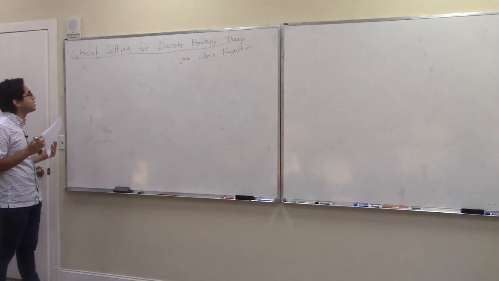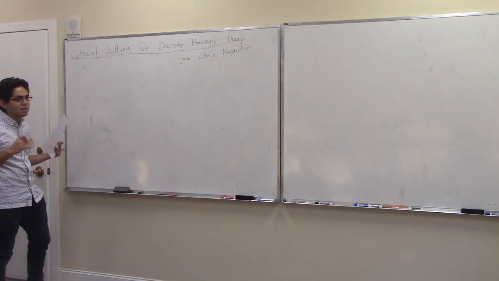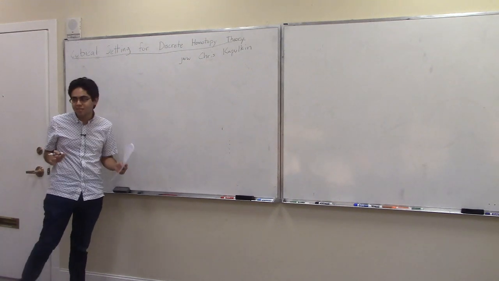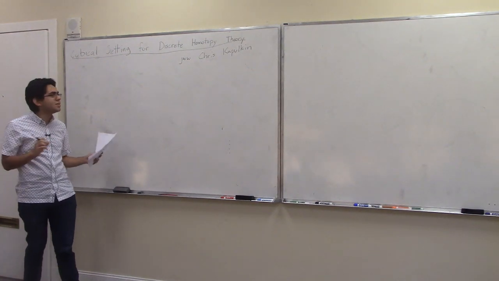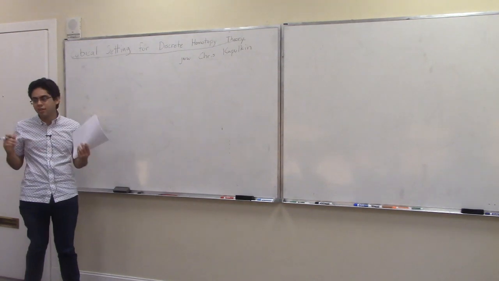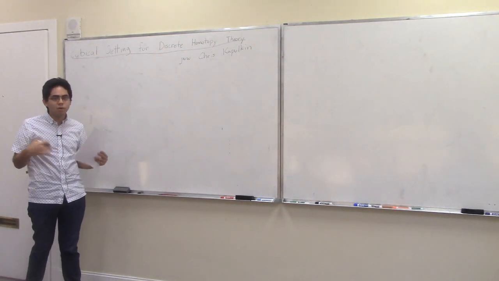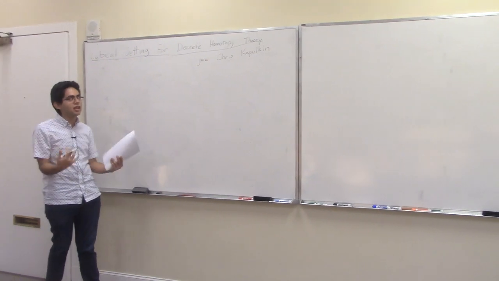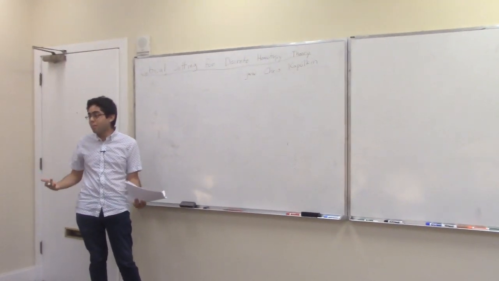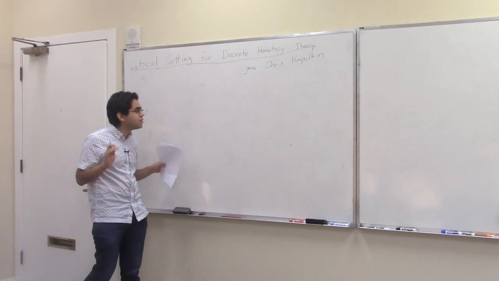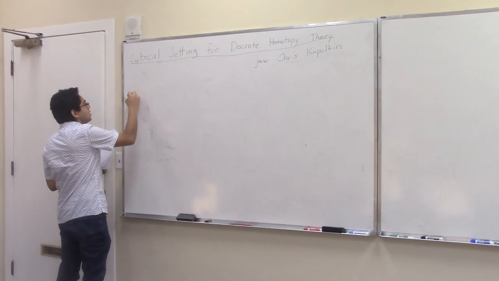I'll be talking about discrete homotopy theory, which is an area of combinatorics. It's a homotopy theory for graphs, which is designed to be different from the homotopy theory you get from just looking at a graph as a one-dimensional CW complex. So let's just jump right in.